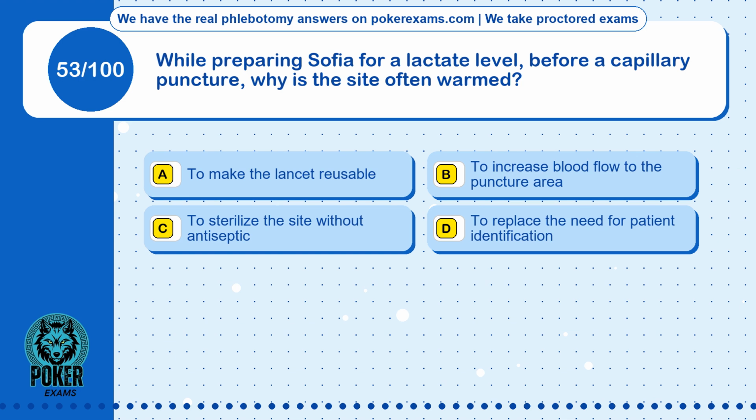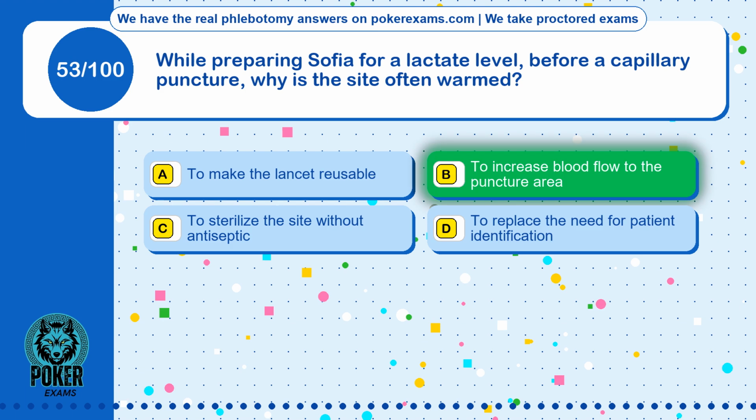Question 53. While preparing Sophia for a lactate level, before a capillary puncture, why is the site often warmed? Option A. To make the lancet reusable. Option B. To increase blood flow to the puncture area. Option C. To sterilize the site without antiseptic. Option D. To replace the need for patient identification.